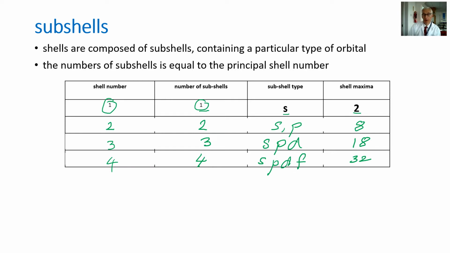Now, from that information, you should be able to calculate the number of electrons that are allowed in each subshell type. Comparing the first shell to the second shell, the type of subshell and the shell maximums, you should be able to work out the maximum number of electrons allowed in each subshell type. Could you pause the video and attempt that deduction? Come back when you are ready.